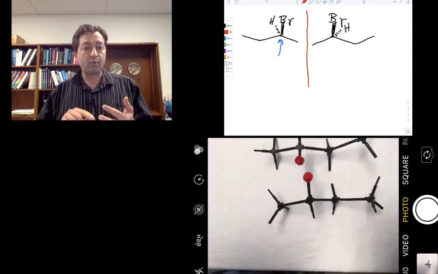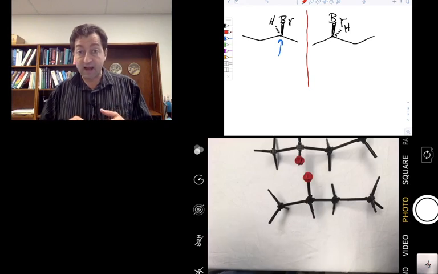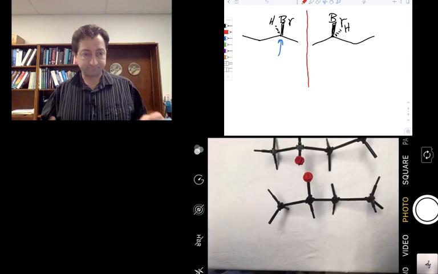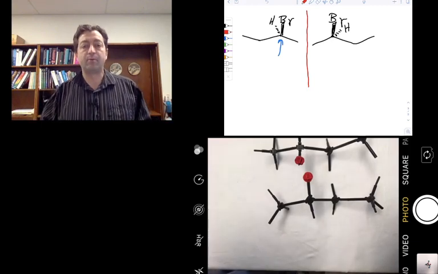They've got the same melting point, same boiling point, same index of refraction. They run the same on chromatography. You can't separate them by that method. So all of their physical and chemical properties are identical.